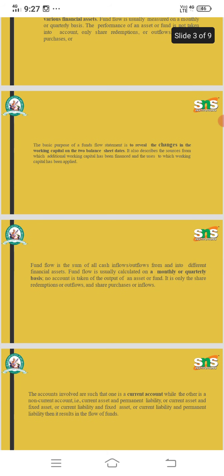The basic purpose of a funds flow statement is to reveal the changes in the working capital on the two balance sheet dates. It also describes the source from which additional working capital has been financed and the use to which working capital has been applied.